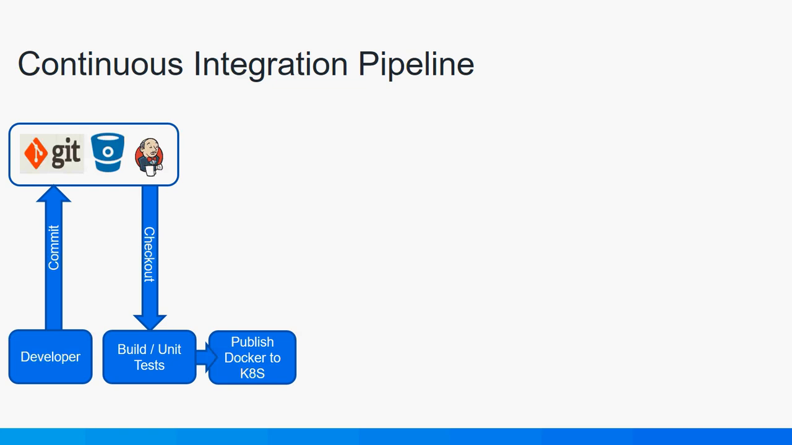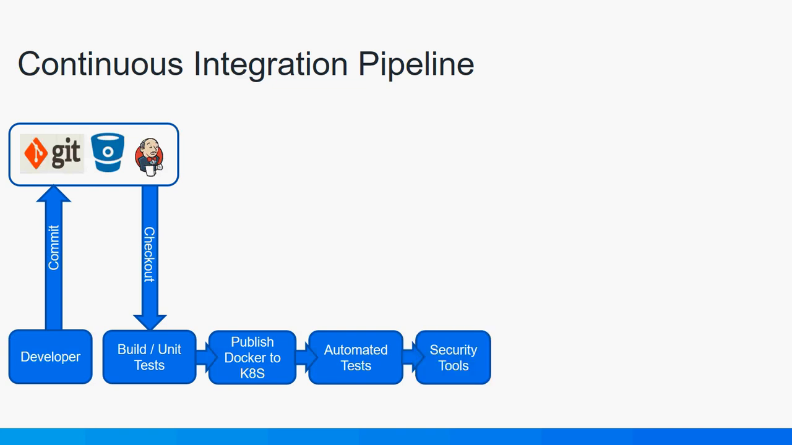So I mostly would be talking in terms of Docker and Kubernetes and so on, but any containers can actually be used. I would be taking the terms Docker and Kubernetes mainly to ease the presentation. So we publish Docker to Kubernetes, and then once the services are up for the test, automated tests would be executed, and then security tools would be run.